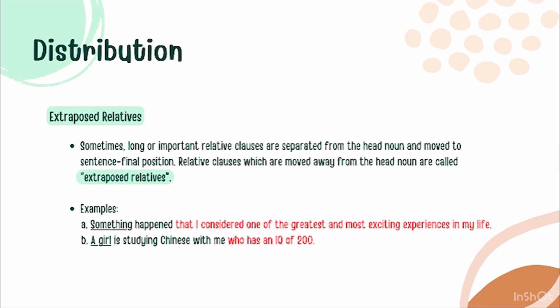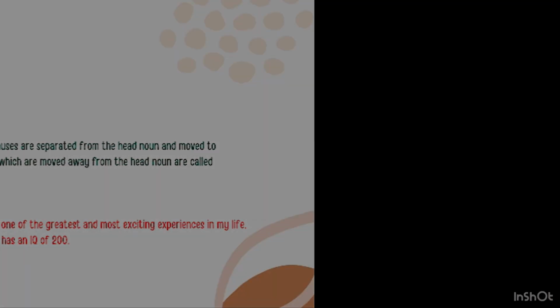And sometimes long or important relative clauses are separated from the head noun and moved to the final position of the sentence. The relative clauses that are separated from the head noun are called extraposed relatives. Like example A, the long relative clause is separated from its head noun, something. And in example B, the relative clause that gives important information about a girl is also separated from its head noun, a girl, as well.